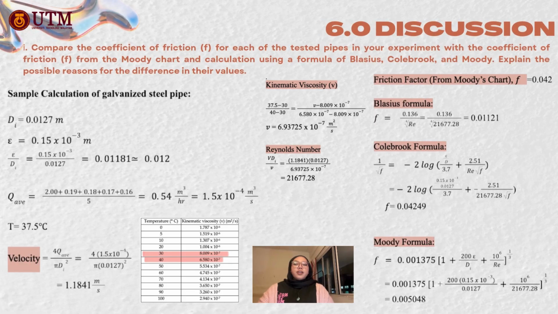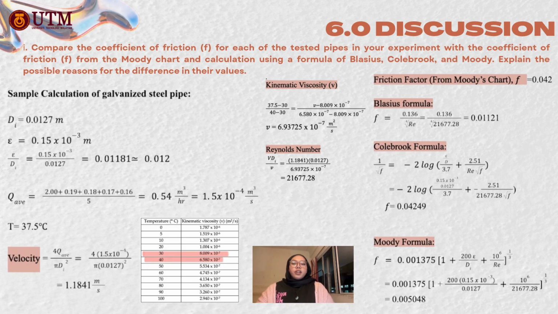So the first question in our discussion asks us to compare the coefficient of friction F for each of the tested pipe in our experiment with the coefficient of friction F from the Moody's chart and calculation using a formula of Blasius, Colebrook, and Moody. And then we have to explain the possible reason for the differences in the value.